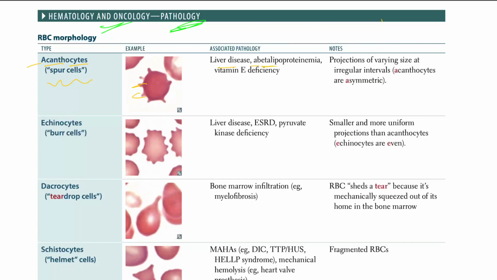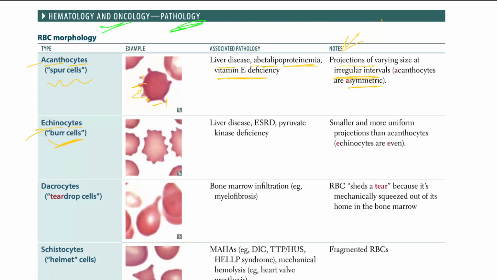Also beta-lipoproteinemias and vitamin E deficiencies. We will see projections of varying size at irregular intervals. So these are projections at irregular intervals. Acanthocytes are asymmetric.